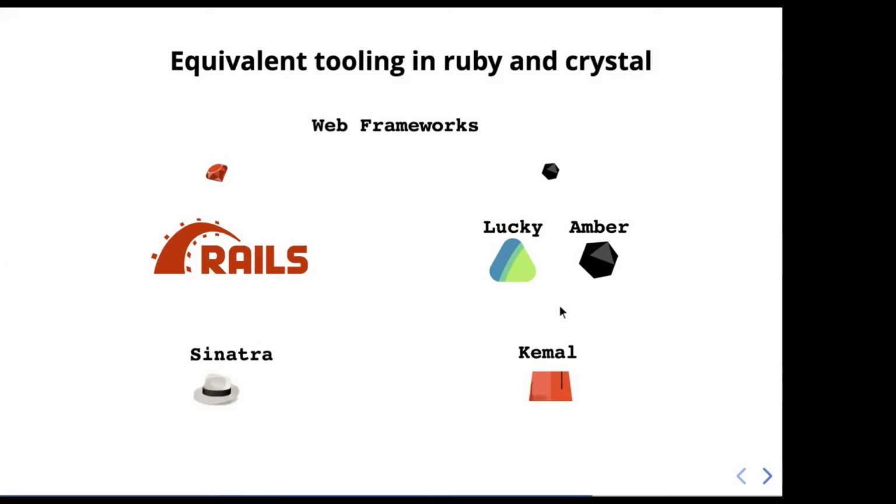If you don't want something as full-featured as Rails, you can also go with Kemal, and that's very similar to how Sinatra is. So it's very lightweight. All you do is just define a bunch of endpoints, and you do your thing.